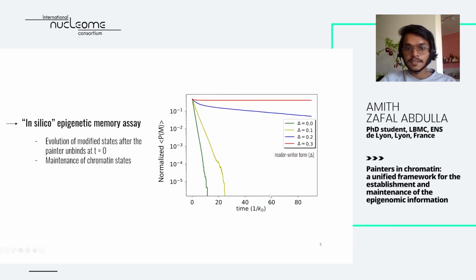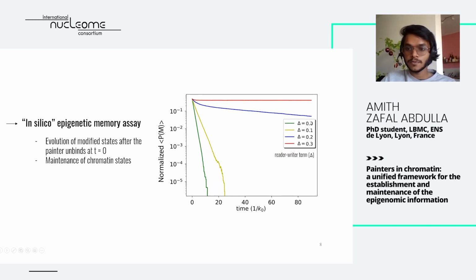We know that these enzymes have a residence time; they're not bound to the DNA forever, so they unbind after a specific time. Now we look at how the region behaves, how the marks evolve when the sequence-specific enzyme unbinds. At t equals 0, we have some profile established by the painter model, exactly like the one we have seen. Then the sequence-specific enzyme unbinds, and we ask whether the reader-writer process is able to maintain the states or not.